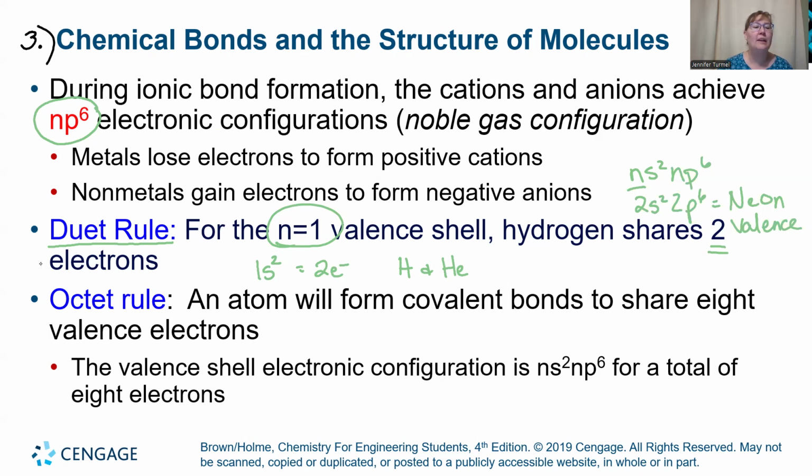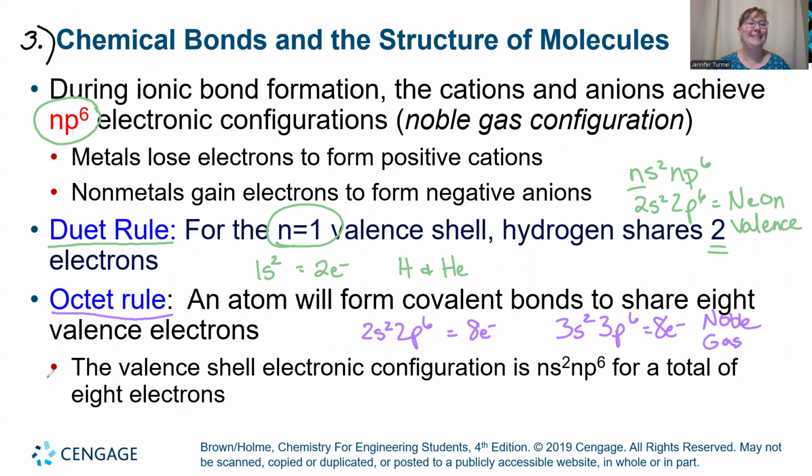Okay. Now our next one in here is our octet rule. And this is where atoms form covalent bonds to share 8 valence electrons. And that's because when we get beyond that, remember that 2s2, 2p6 for the valence, that's 8 electrons. Okay. Or 3s2, 3p6, that's 8 electrons. And that's what we would call a full octet or a full valence shell. It's also a noble gas configuration. And that is how we are most stable in there.